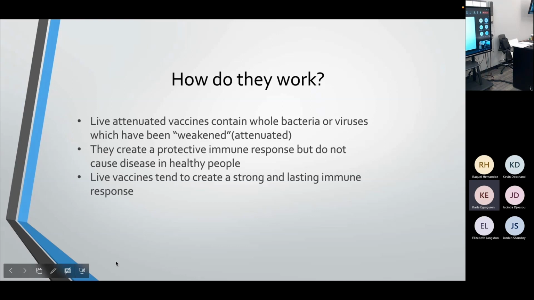So how do they work? Live attenuated vaccines contain whole bacterium or viruses which have been weakened or altered or attenuated. So they create a protective immune response but do not cause the disease in healthy people. For most modern vaccines, this weakening is achieved through genetic modification of the pathogen, either as a naturally occurring phenomenon or in the lab, like modifications by scientists, and these live vaccines tend to create a strong and long-lasting immune response.